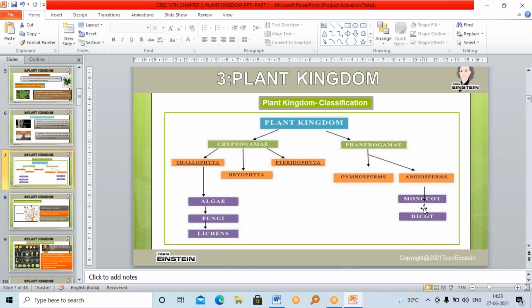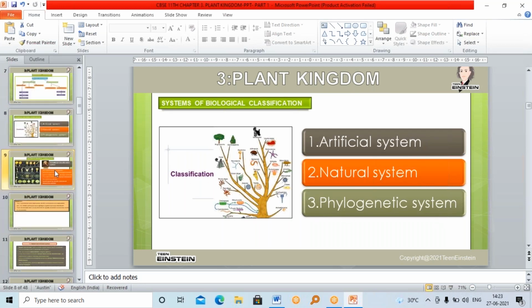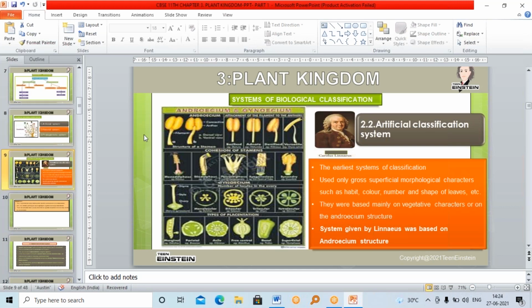Systems of biological classification. There are three systems of biological classification: artificial system, natural system, and phylogenetic system. We'll learn one by one. The artificial system of classification is the earliest, or the first, system of classification.